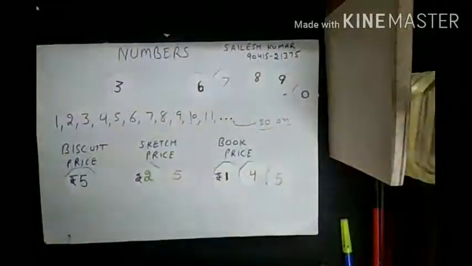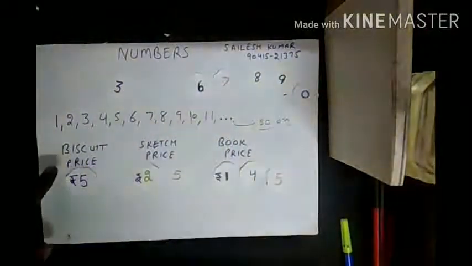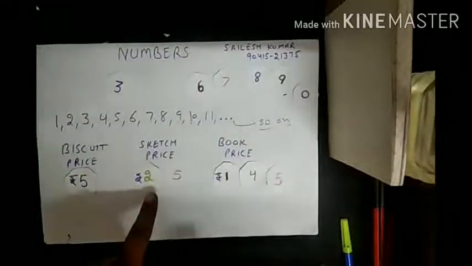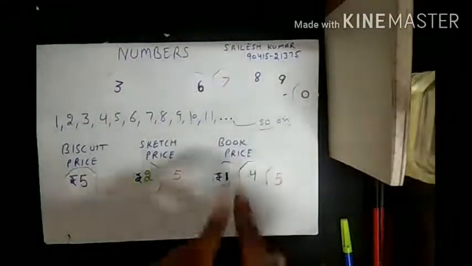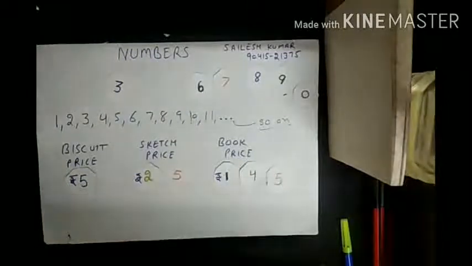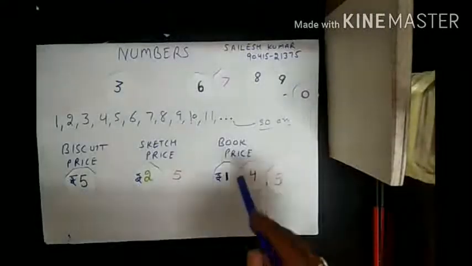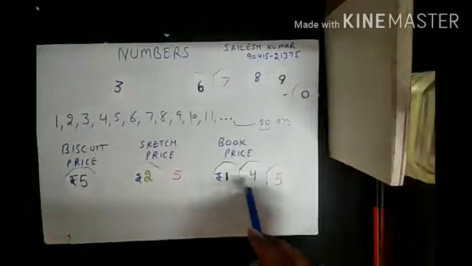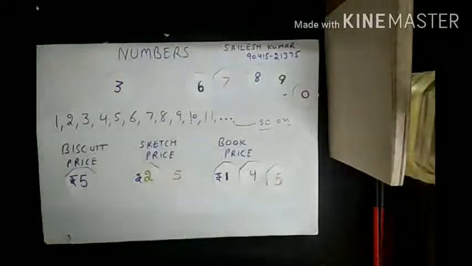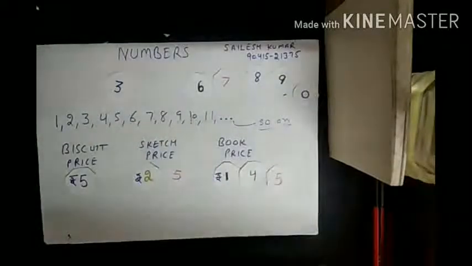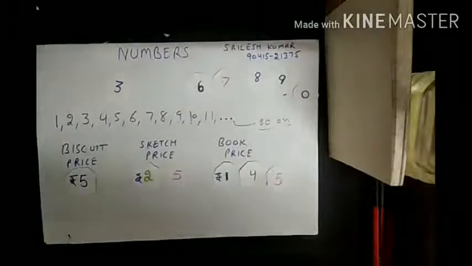And here you will see that for the biscuit price you need this symbol, for the price of the sketch pen you need these two symbols, and for the price of the book you need these three symbols. So here you can say that the price of the biscuit packet is rupees 5, the price of the sketch pen packing is rupees 25, and the price of the book, which I have seen earlier, is rupees 145. Clear? So you can see how we use the various digits to form the numbers, and what is the importance of the number in our daily life.